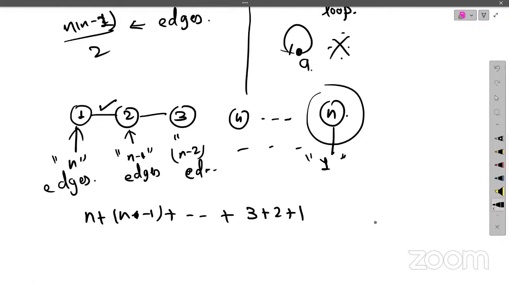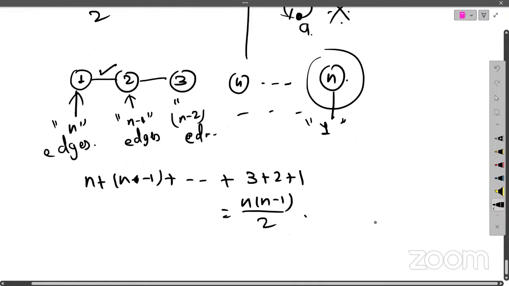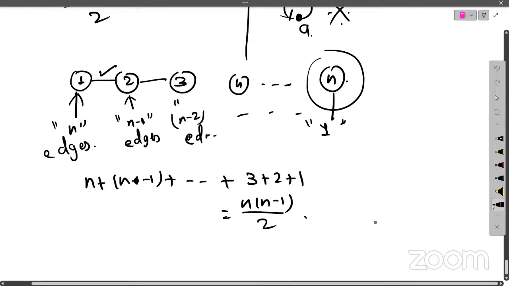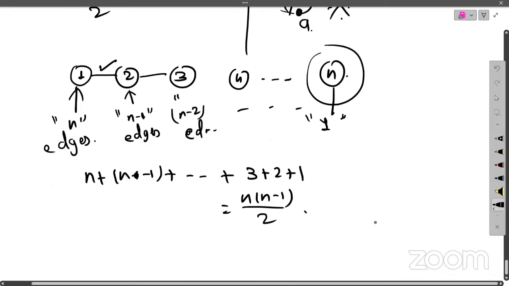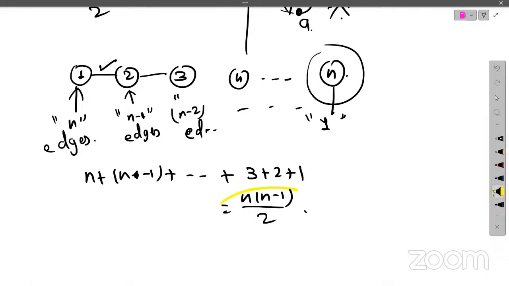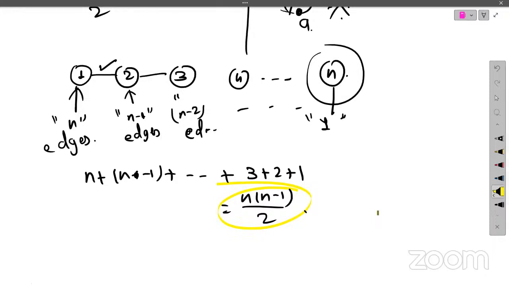And we know that this is the sum of first n numbers and it is equal to n into n minus 1 by 2. Okay, so this is a little proof. Is that fine, Aditya? Yes, ma'am. Yeah. So that means in an undirected graph, at most, we can have this many number of edges. We cannot cross this number. I mean, we cannot have a graph which will have more than this number of edges.